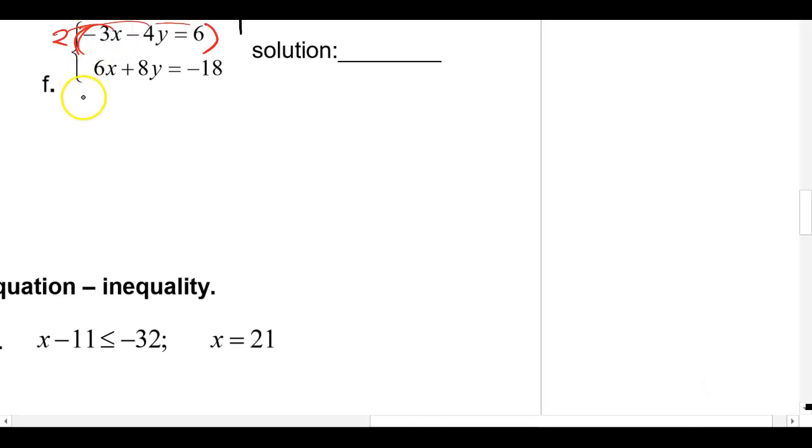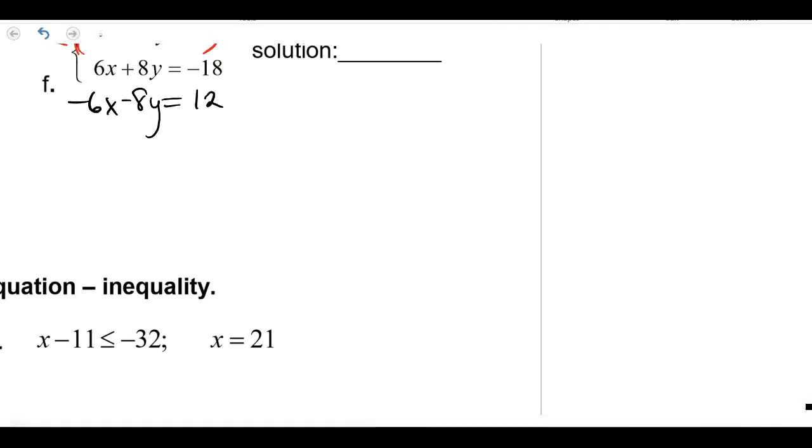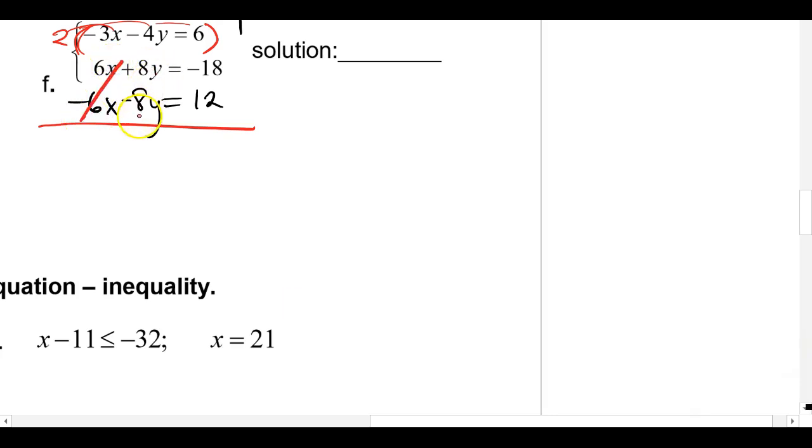So now 2 times negative 3x, well, it's negative 6x. And 2 times negative 4y is negative 8y. And then 2 times 6 is 12. Well, looky here. Well, 6x minus 6x, well, that goes away. And 8y minus 8y, oh, wait, that goes away too. I don't have any more letters left. There's no more variables. So the left side, if they both cross out, all I have is 0. Okay, well, let's not stop there. Let's make sure we work out the rest, just in case.